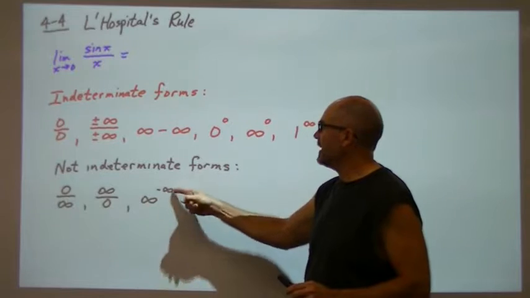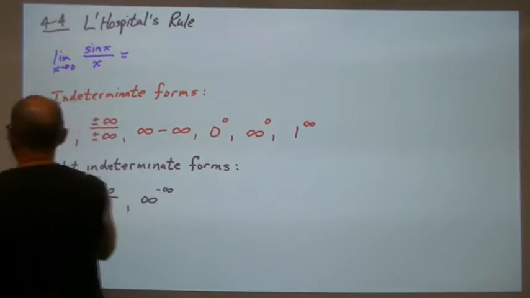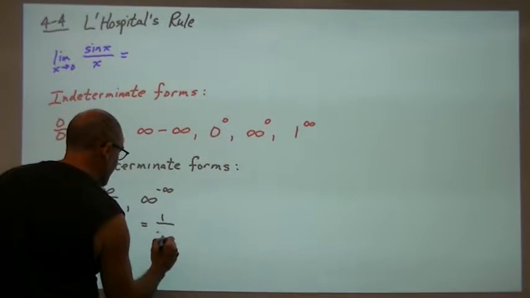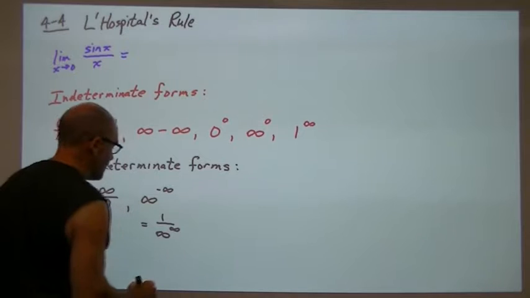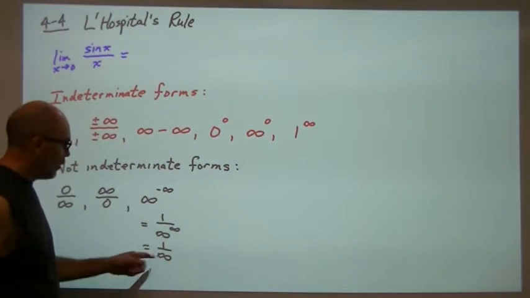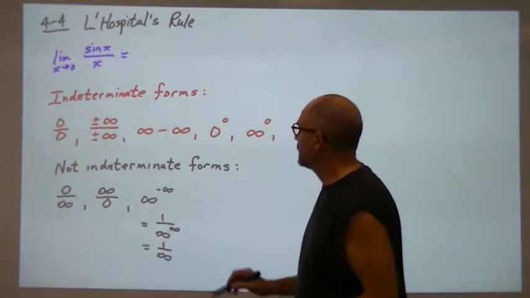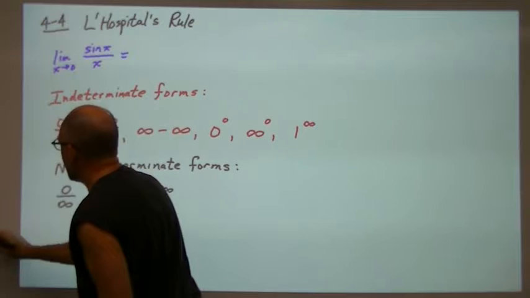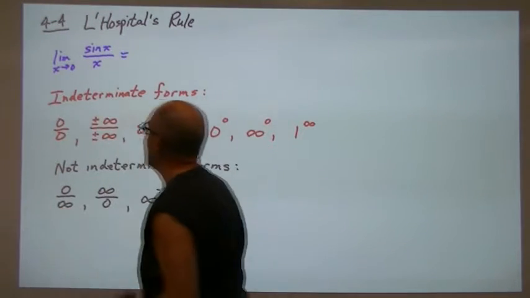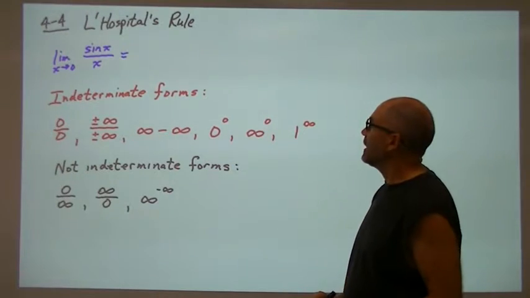And infinity to the negative infinity, well, let's just check that out. Infinity to the negative infinity equals 1 over infinity to the infinity, which equals 1 over infinity. What's 1 over infinity? 0. Okay, so you need to make sure that you truly do have indeterminate forms before you're allowed to use L'Hôpital. Now let's check what we have here.